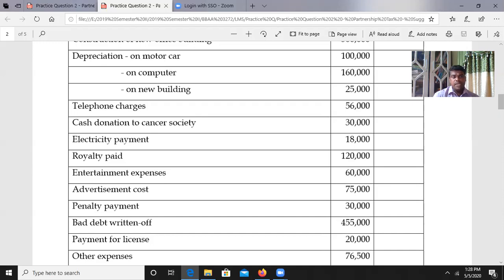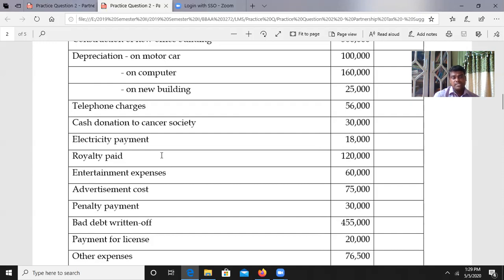Then electricity payment, that can be allowed for the taxation as well as financial accounting. You already deducted it in the financial accounting, so you don't need to deduct it again in the assessable business income calculation because you already did that deduction. Then royalty paid, that is already deducted in the financial accounting. That can be accepted for the taxation. Due to that, you don't need to do any adjustment.